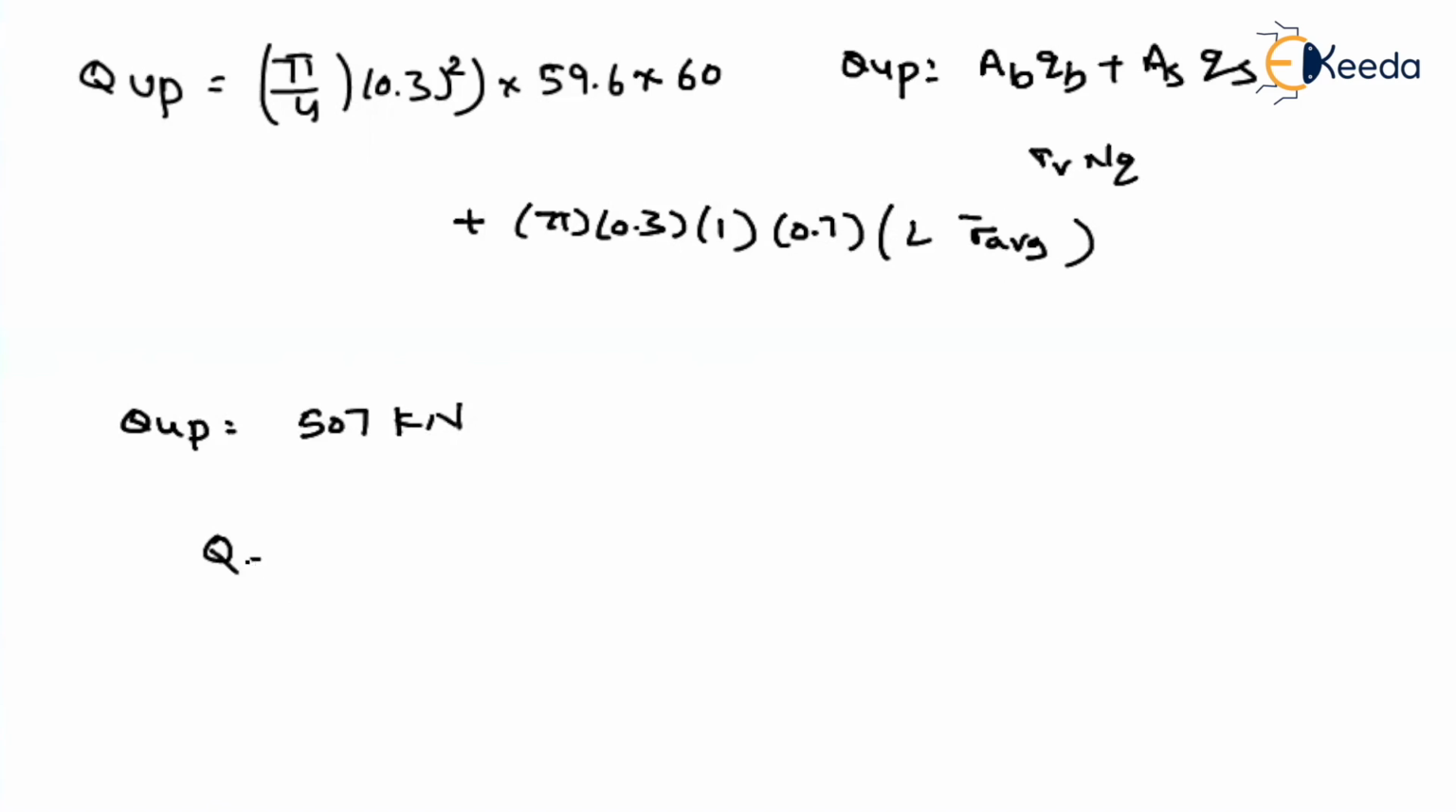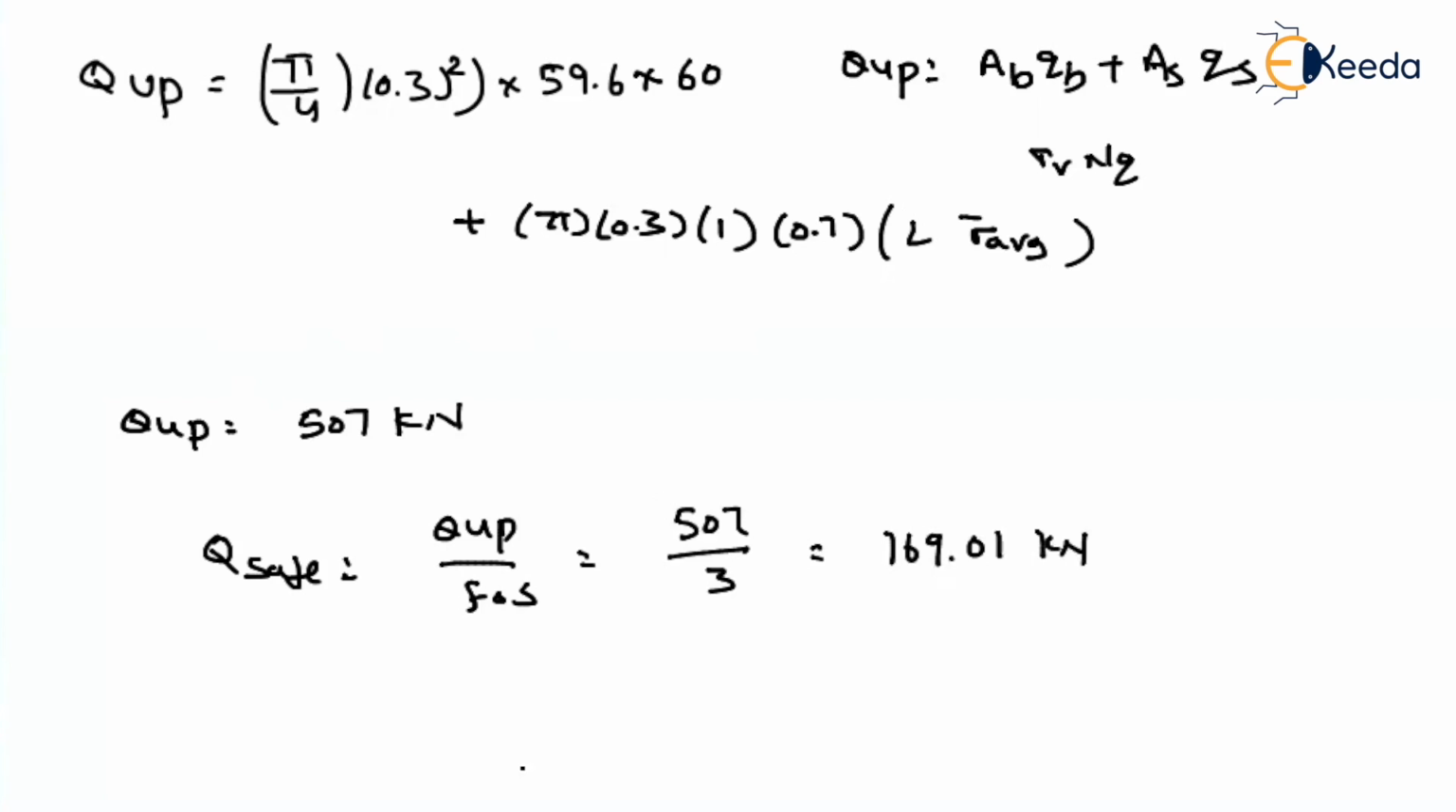But in the given question, we need the safe value. For the safe value, ultimate load by factor of safety, that will be 507 by the factor of safety, which is given as 3. If you solve this, we get around 169.01 kilonewton. So what is the answer? The safe capacity of the pile, or the safe load you can apply on the pile, is 169 kilonewtons.